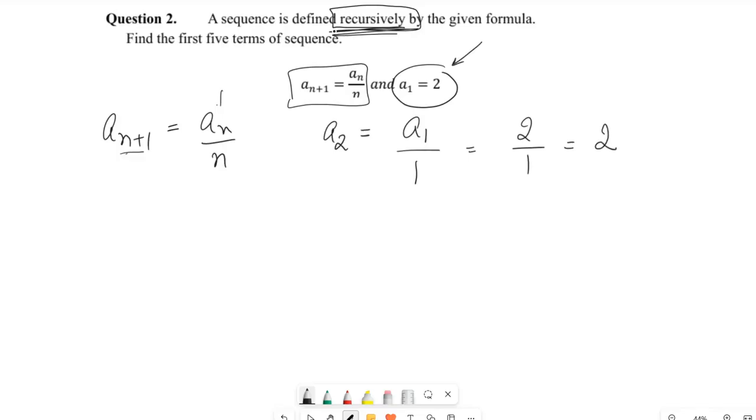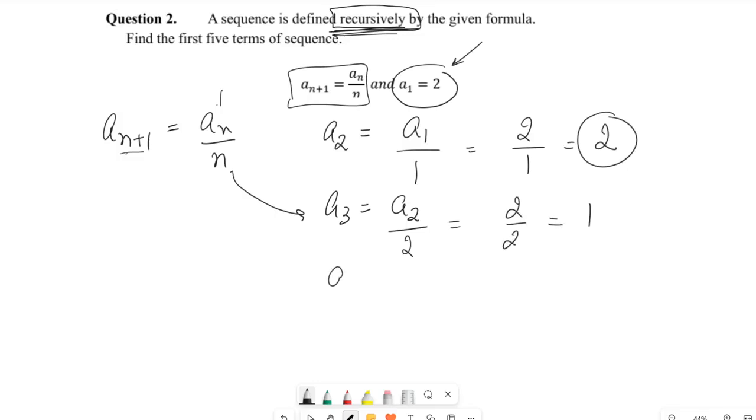You see that a2 is dependent upon a1. Let's write a3. Using the formula, a3 would be the previous term, which is a2, over 2. So a2 is 2 over 2, and the answer will be 1. For a4, using the recursive formula, the previous term a3 over 3. a3 is 1 over 3.